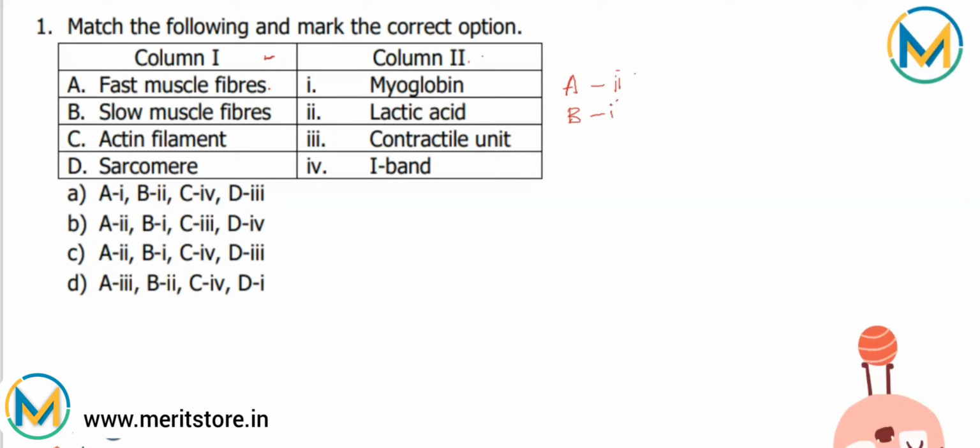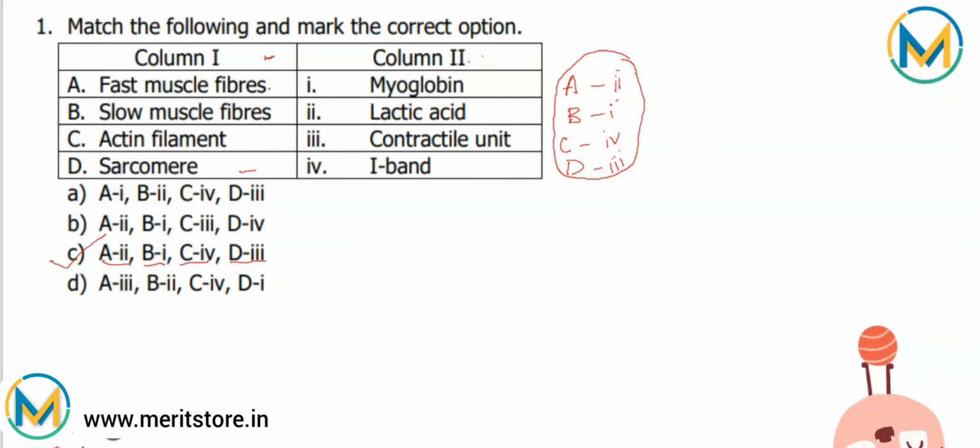Then actin filament has I band in it. That's 4. And this D, sarcomere, it has a contractile unit. That is the third point. So now looking at these points in the given options, we need to find A for second, that is option B and C. Then B first, again B and C. C fourth, so that's option C. A2, B1, C4 and D3. So the correct answer is option C.